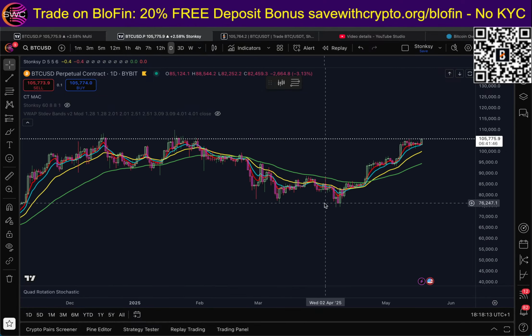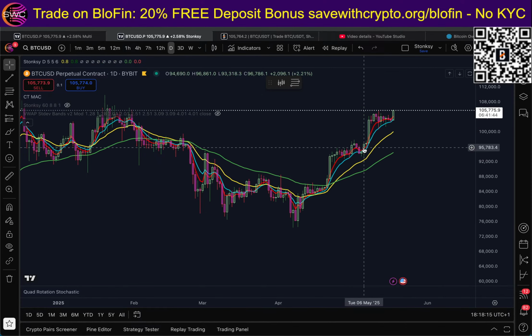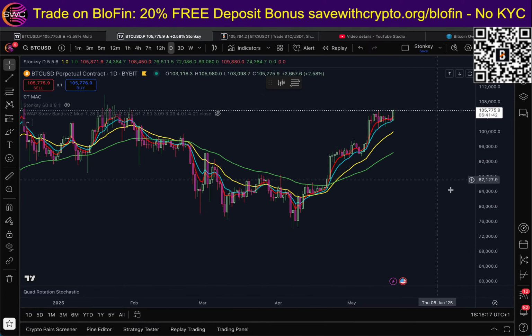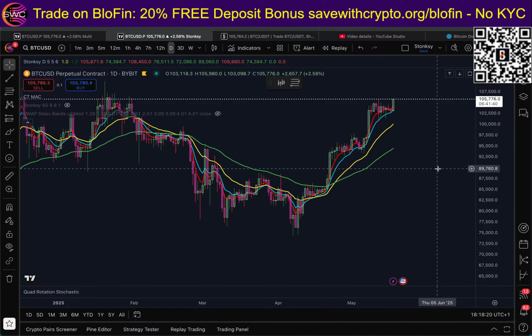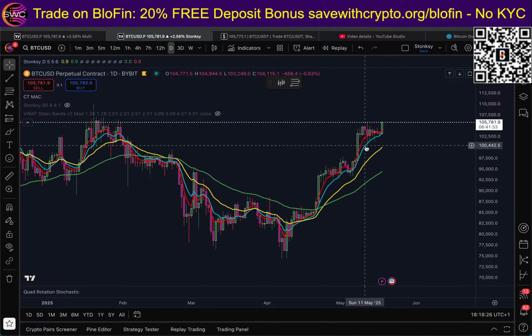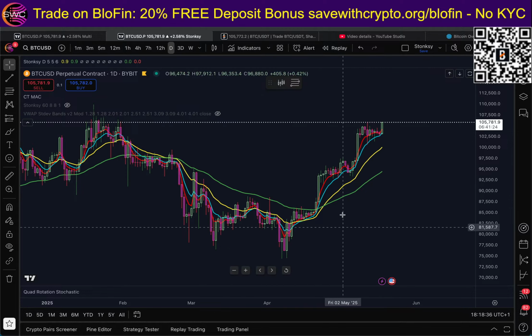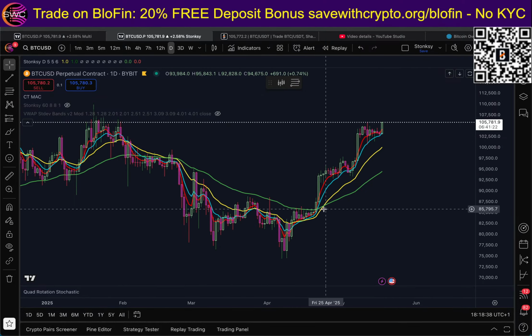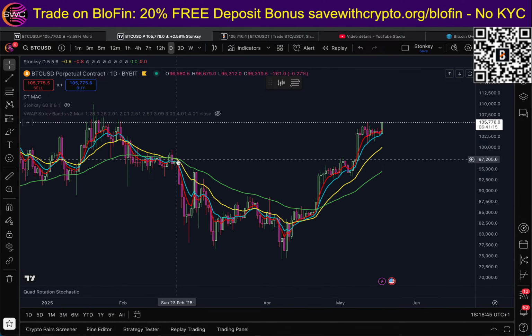And what these are, these red, cyan, yellow and green lines, are EMAs, exponential moving averages. So that's a 5, 9, 21 and 55 EMA. And generally, when you get a cross of the yellow and green, it's a very bullish sign. And when you get a cross of the yellow and green the other way, it's a very bearish sign.